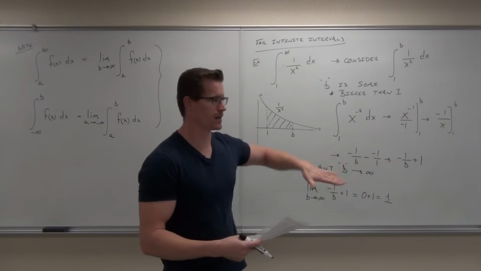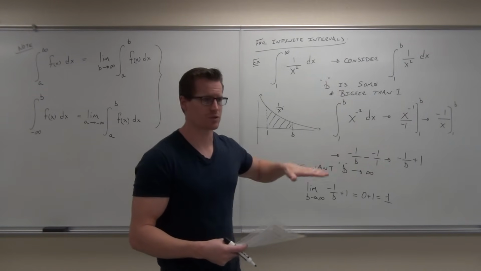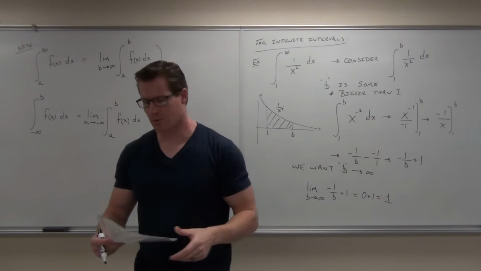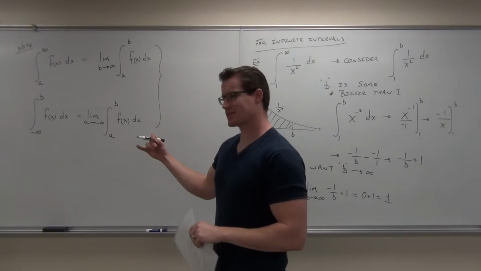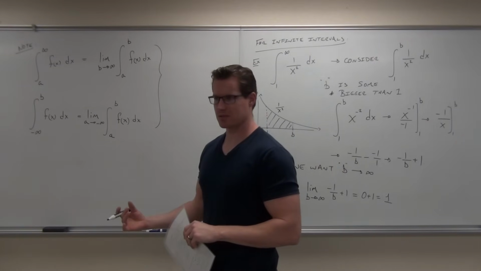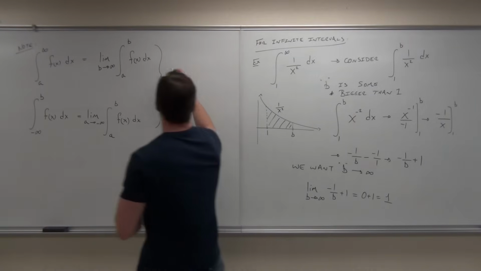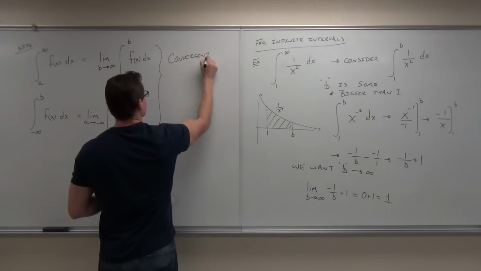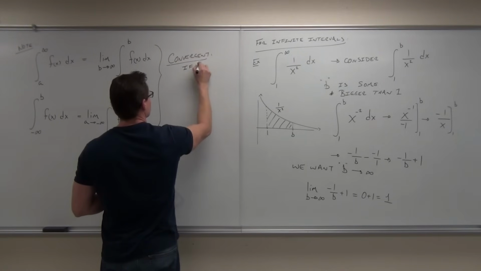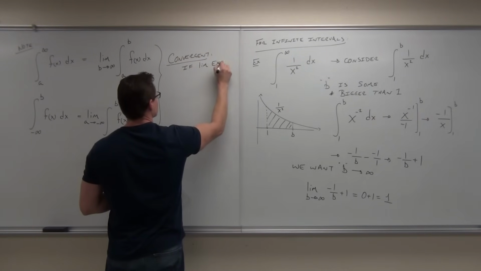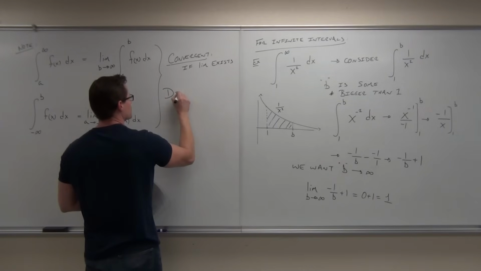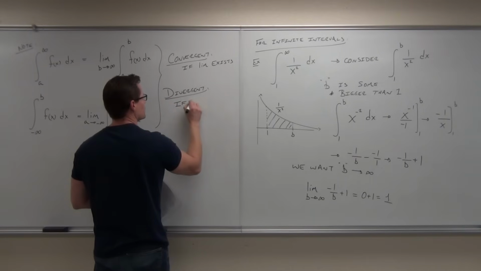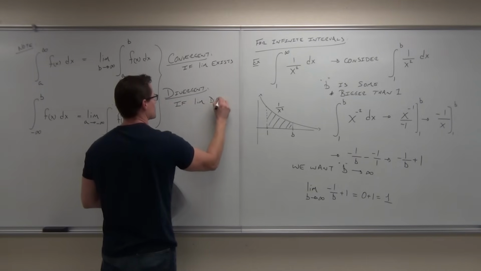Either it doesn't go to a finite number, it goes back and forth, or it goes always up or always down. It doesn't go to one single number. If that limit doesn't happen, then we call that divergent. So these things are convergent if the limit exists, divergent if the limit does not exist. Does that make sense to you? Yes, no? Yeah. So we call these convergent if the limit exists. We'd say it's divergent if the limit does not exist.